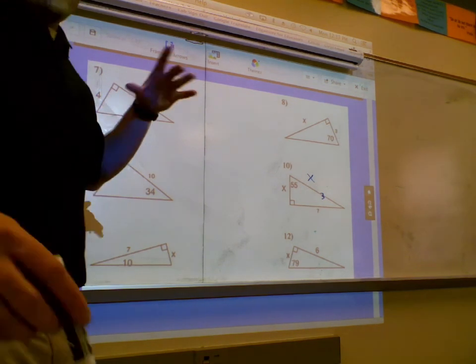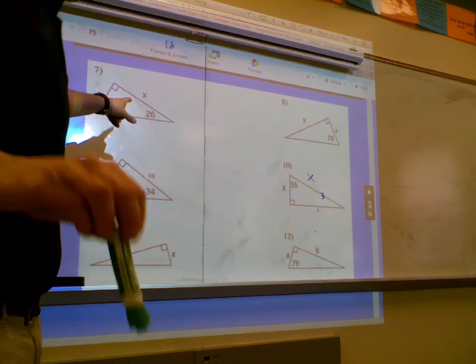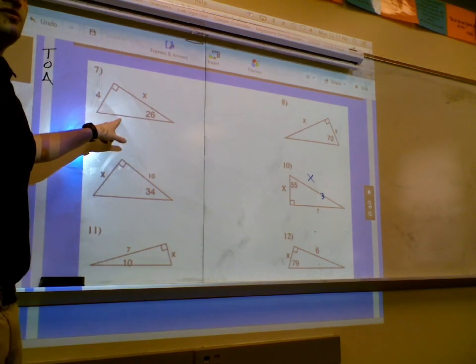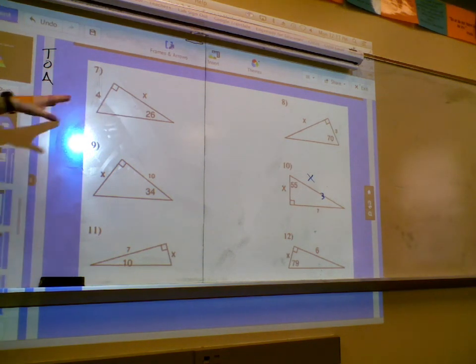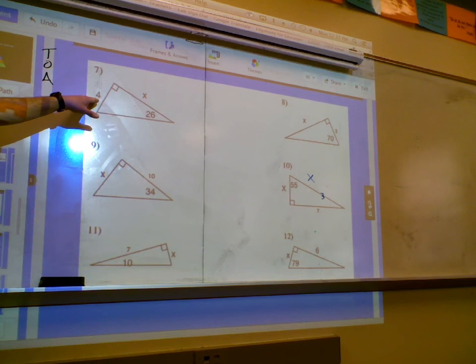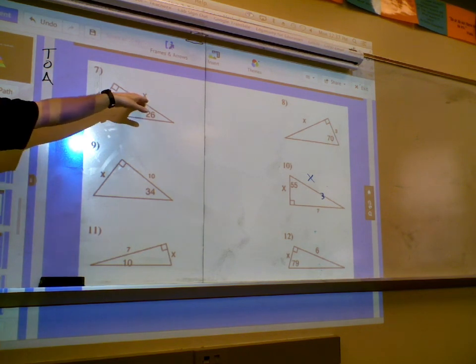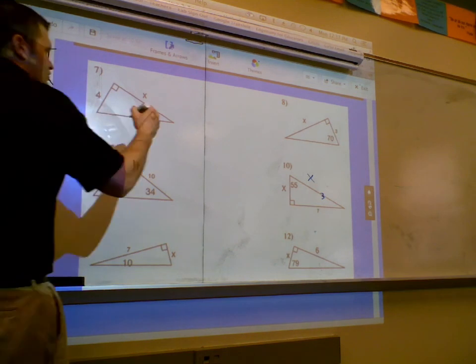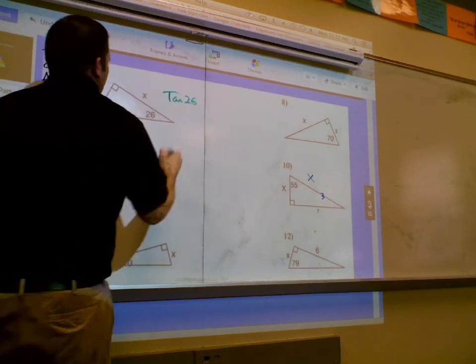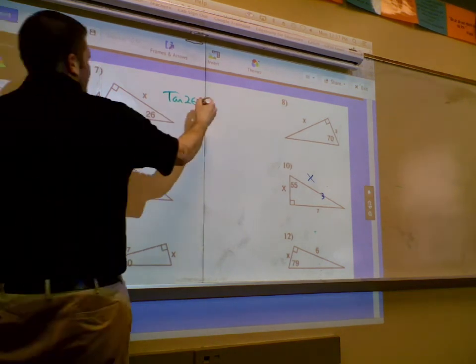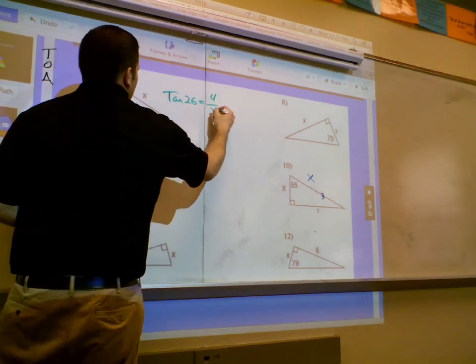All right? There's no way I can find the hypotenuse in this triangle yet. Well, you could, but using other trig identities. If I had to find x, the quickest way is to use tangent. All right? Because 4 is opposite and x is adjacent. So for this one, tan of 26, 26 is my theta, equals opposite over adjacent, 4 over x.